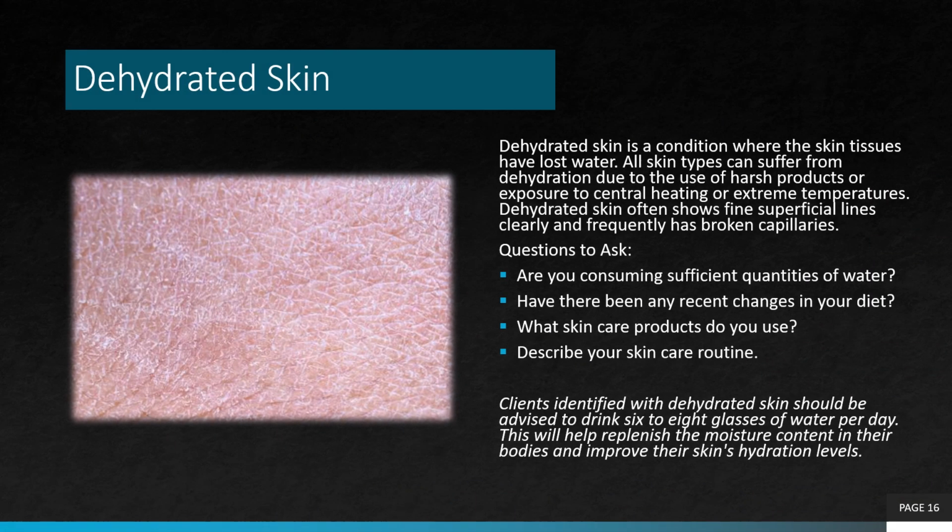Dehydrated skin is a condition where the skin tissues have lost water. All skin types can suffer from dehydration due to the use of harsh products or exposure to central heating or extreme temperatures. Dehydrated skin often shows fine superficial lines clearly and frequently has broken capillaries.